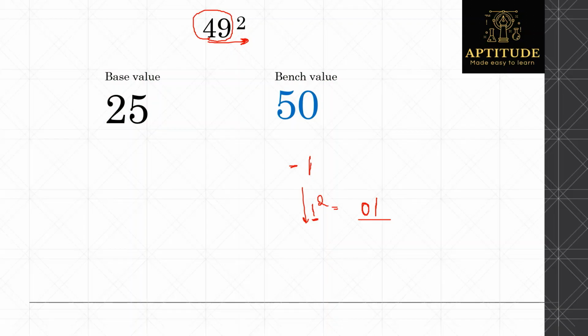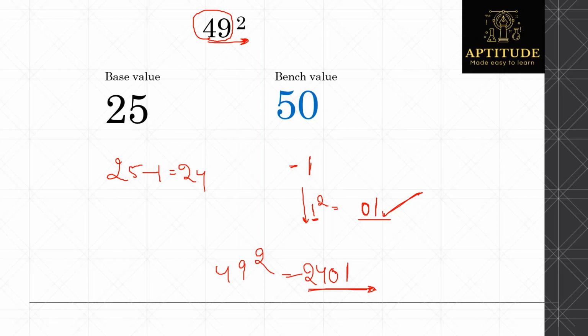And one more thing, if you haven't watched the previous video yet, I'll give the link in the i-card, just watch it. It will be very useful for this video. So 1 square means 01, as I said, we should consider a 2-digit value. Now 25 is the base value. As it is subtraction, just subtract: 25 minus 1 is 24. So 49 square will be 2401. That's it.